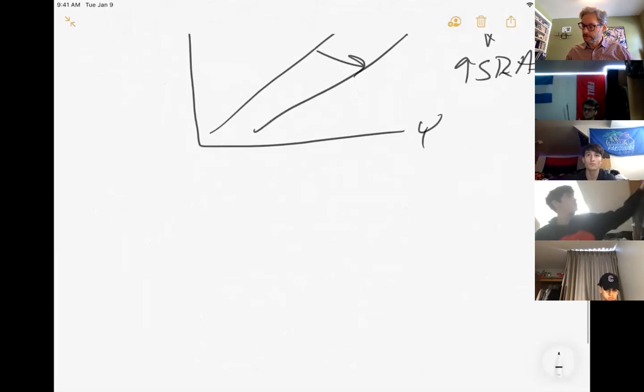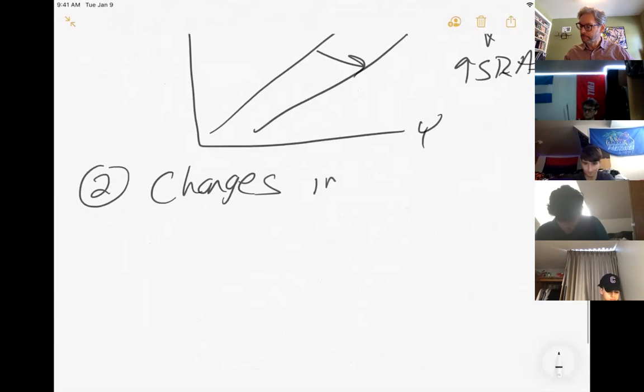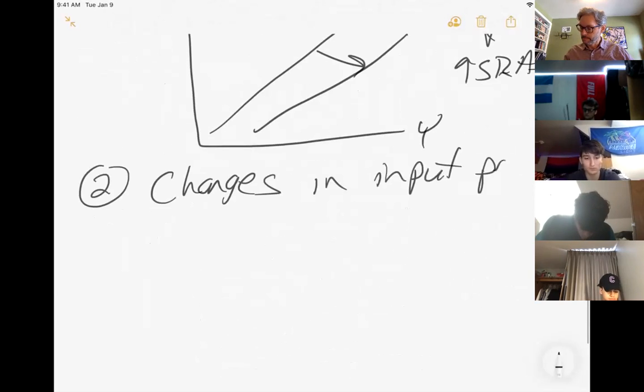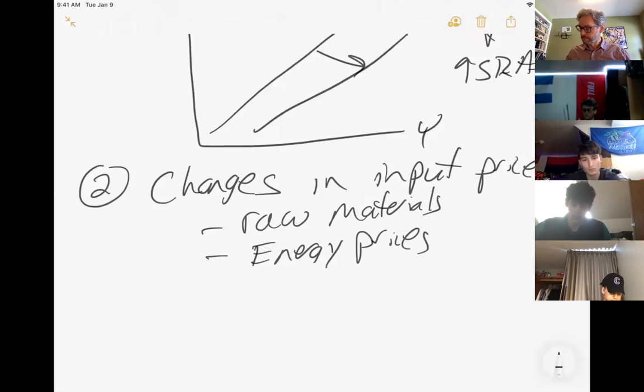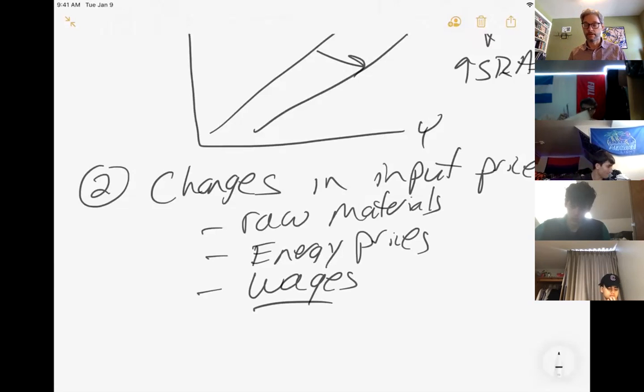We also talked about changes in commodity prices or input prices. Things like raw materials, energy prices, or importantly, wages, right? Because labor is an important part of aggregate supply, because for most goods, the biggest input is actually wages.